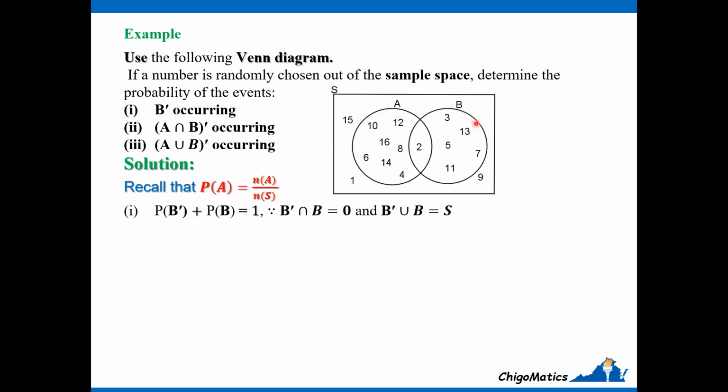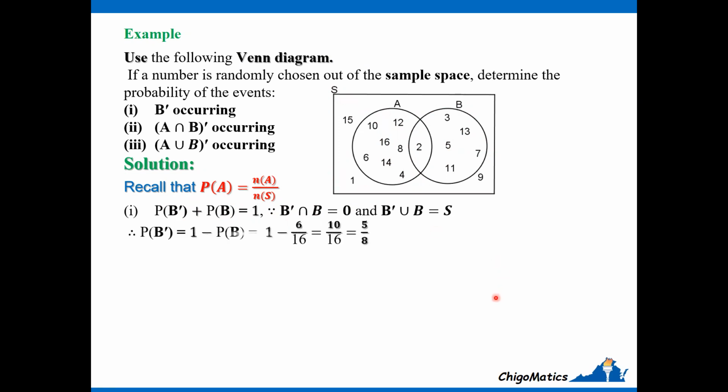But if we add what is not in B and what is in B, we should have the sample space. So that is why we are saying it's equal to 1, because B complement and B are complementary events. This sign means B complement intersection B is 0, because I've removed B as a set, and I'm remaining with this portion and these other numbers.